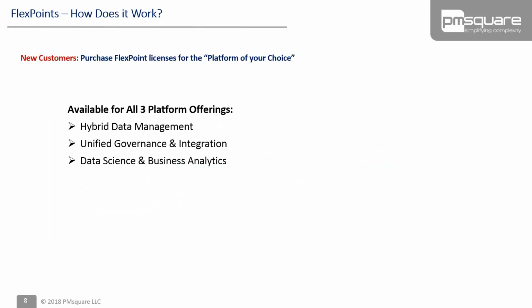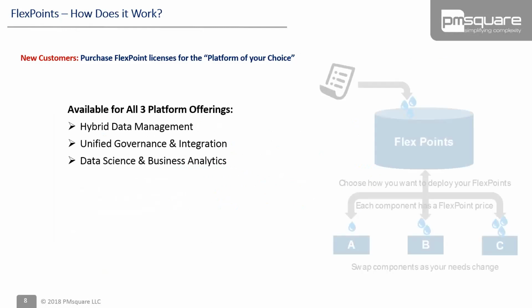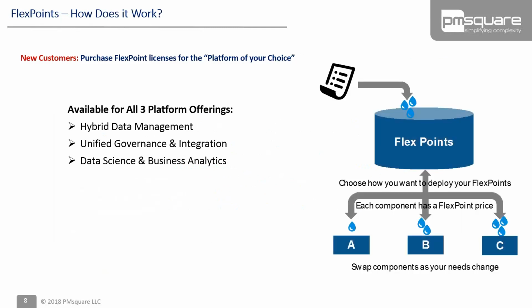So how does it really all work? And I'll talk about this in two capacities, one for brand new customers coming to IBM as well as existing customers and how they may be impacted by this. So for brand new customers, they can procure FlexPoint licenses instead of individual tiered licensing model for any of the products or for any of the categories that we just mentioned: hybrid data management, unified governance and integration, and data science and business analytics. Once you do that, you can use your points to deploy your FlexPoints across any of the components of those portfolios that you've purchased them for.